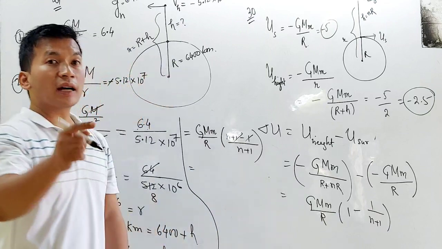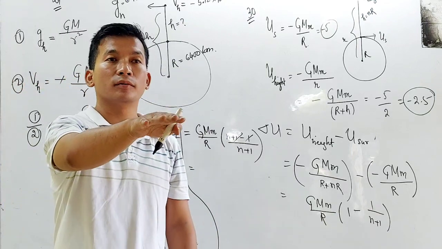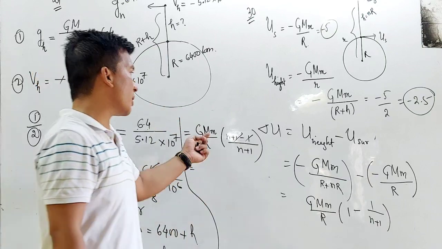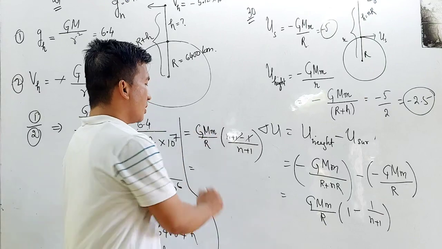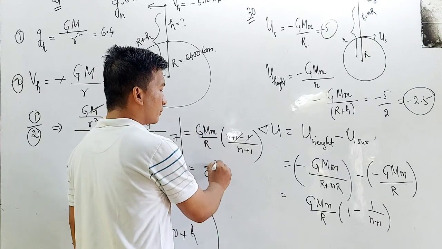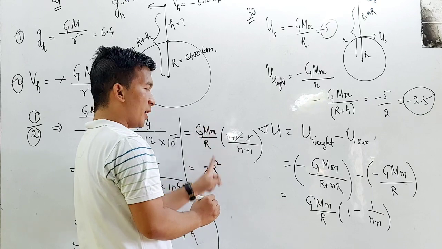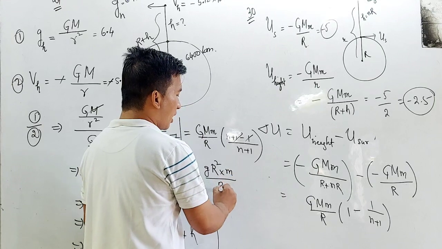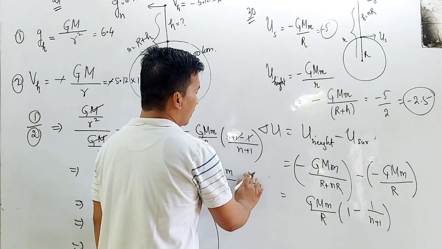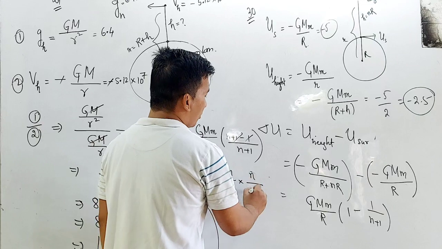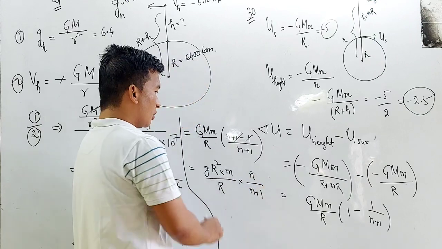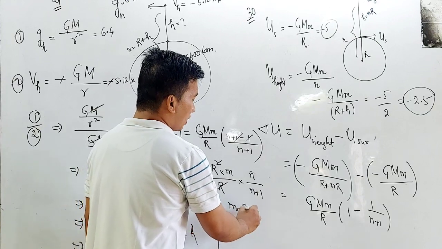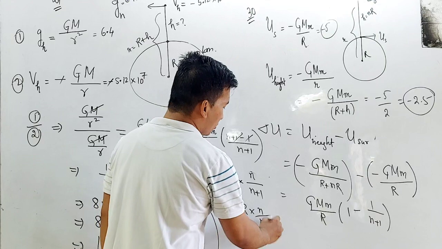Now, in terms of acceleration due to gravity, we can express capital G capital M as g R square. Into this is small m divided by R, and this is 1 by n times n plus 1. Here this R and R get cancelled out. We will be having m g R into n divided by n plus 1. Finish.